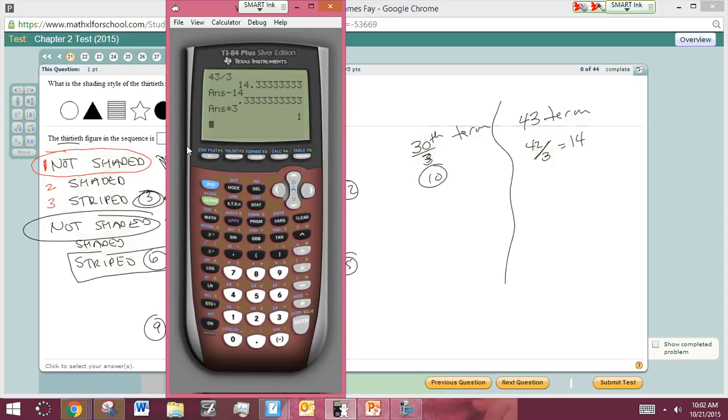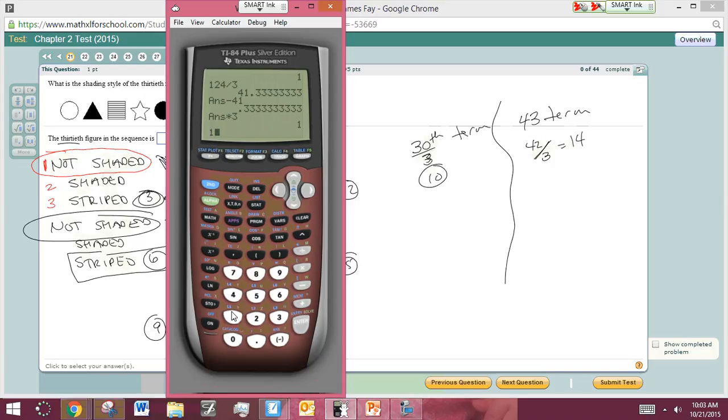If I wanted the 124th term, divide that by 3, I get that. I'll subtract the 41, multiply that by 3, and I get a 1 again, so the 124th term is the same as the first term.